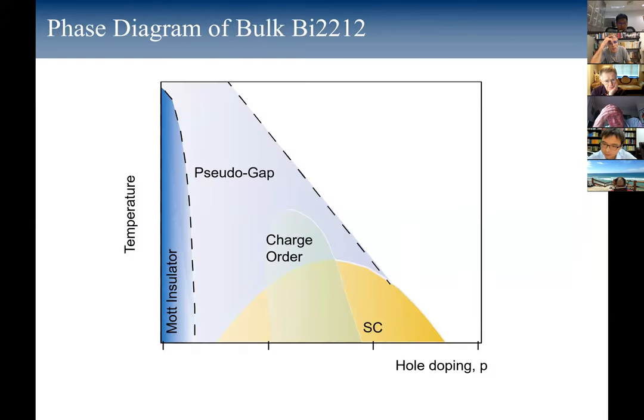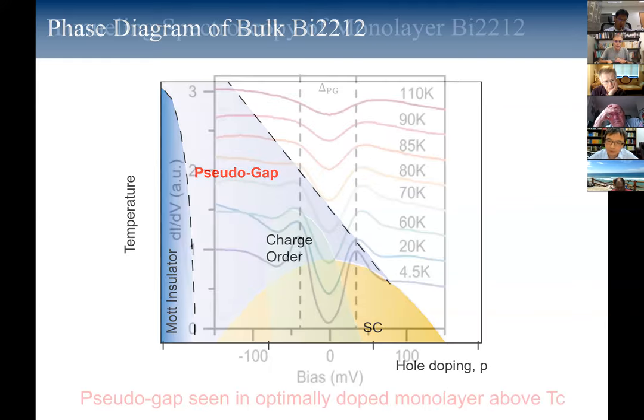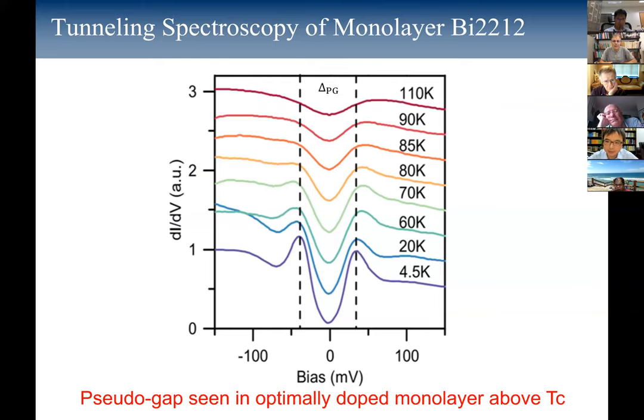Well, like I said, there's a lot more to bismuth 2212 than the Tc, and they have a very complicated phase diagram. So we want to look at the phases one by one in the monolayer limit. Okay, first let's look at the pseudogap. The pseudogap shows up as a soft gap above Tc, and indeed, for an optimally doped monolayer, even at 110 K, we see a soft gap. So the pseudogap is still there in the monolayer.